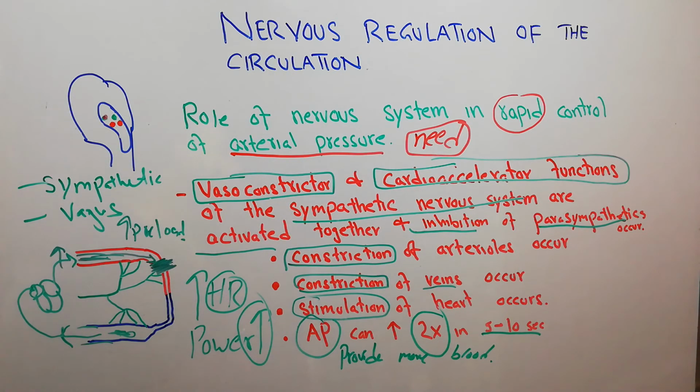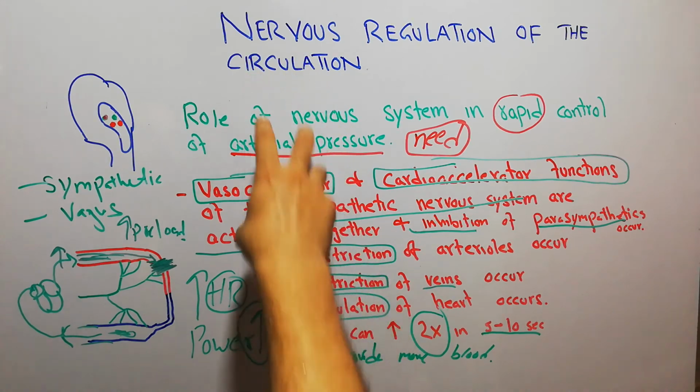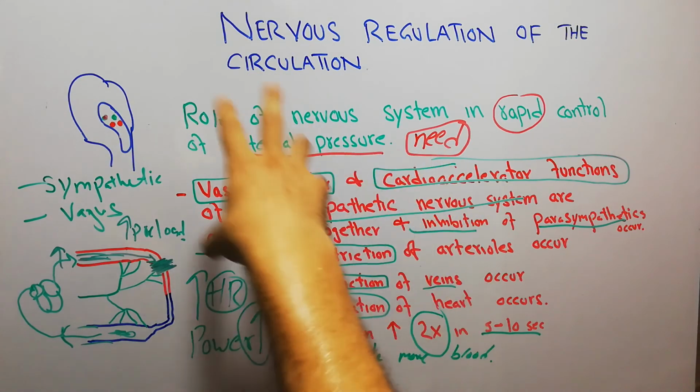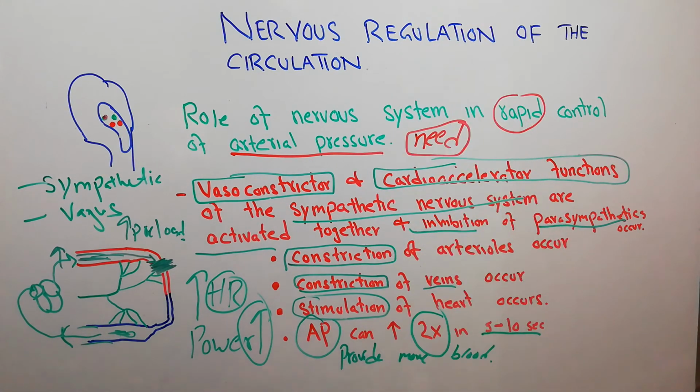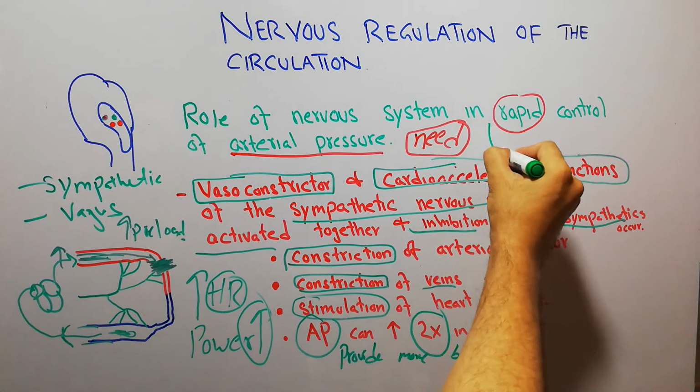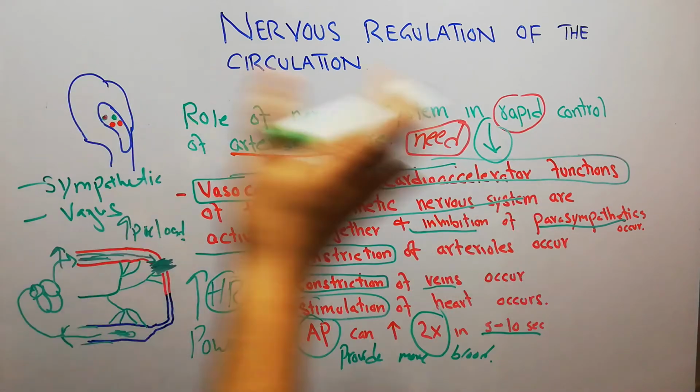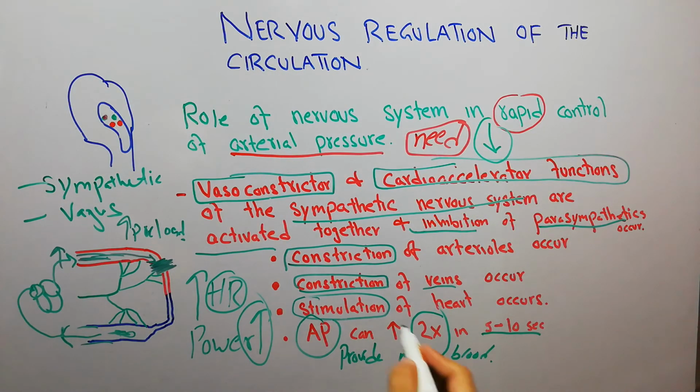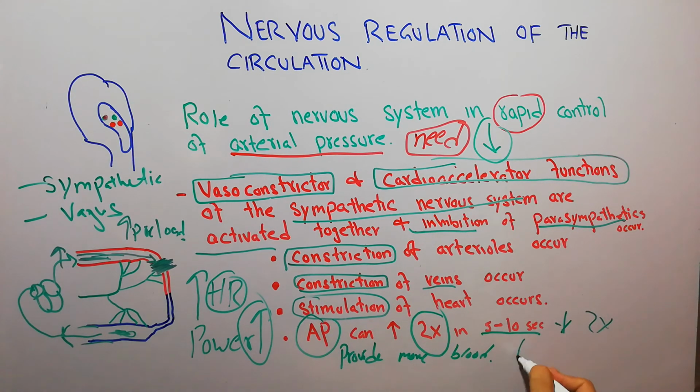Now the reverse is also true. When there is a need to decrease the arterial pressure, the same changes can be reversed and the arterial pressure can be decreased. It can go to half of its level in around 10 to 40 seconds. So that's the role of the nervous system in rapidly controlling the arterial pressure.